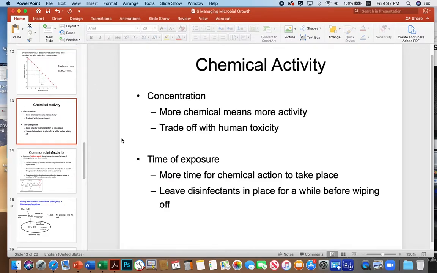Chemical activity obviously is concentration and time dependent. More chemical means more activity, but of course there's a trade-off with human toxicity. You don't want to be making super concentrates and dumping them all over your winery and having your workers passing out all over the place. So you have to hit that sweet spot. And of course, time of exposure matters, as I showed you even on that little label for the Lysol spray. If you put something down, you have to make sure it's there long enough before you remove it, so that you can be assured that it's going to actually kill something.